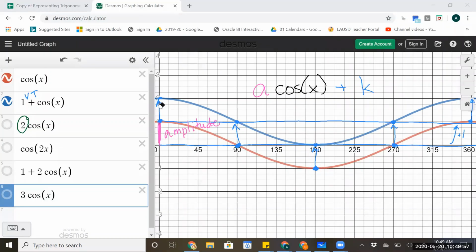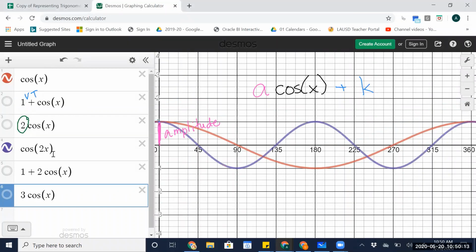Now that we've looked at that, let's go ahead and erase the extra stuff here. There's one more function that's doing some interesting stuff. And that is this function here, cosine 2x. Now this one's a little new. We didn't work too much with coefficients inside of the parentheses with x, especially when we were working with other functions in the prior unit.